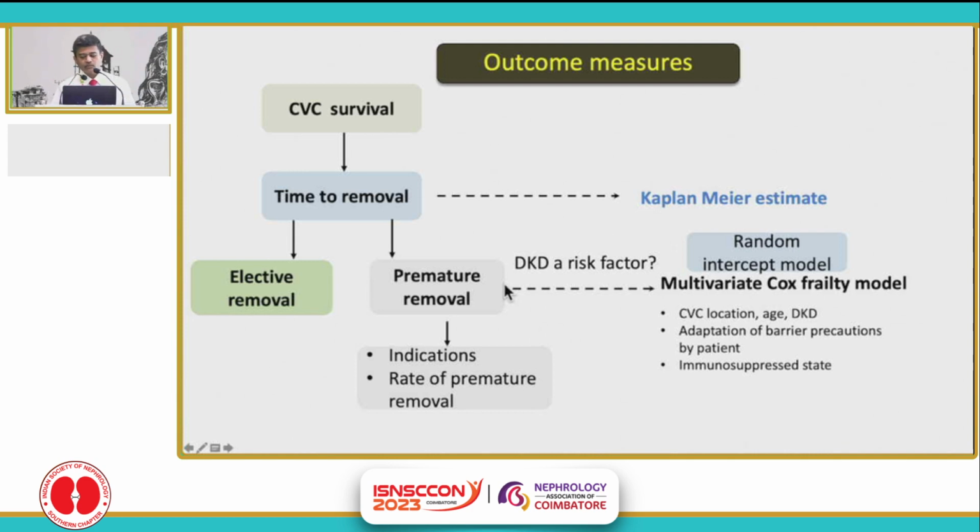Specifically, we wanted to answer whether diabetic kidney disease increases the risk of premature removal, and other putative risk factors like immunosuppressed state and CVC location were all included in the multivariable analysis. So we used a Cox multivariable frailty model. When we say frailty model, that accounts for the hierarchical or multi-level modeling. So each center is provided with a random intercept to account for the within-center correlation.